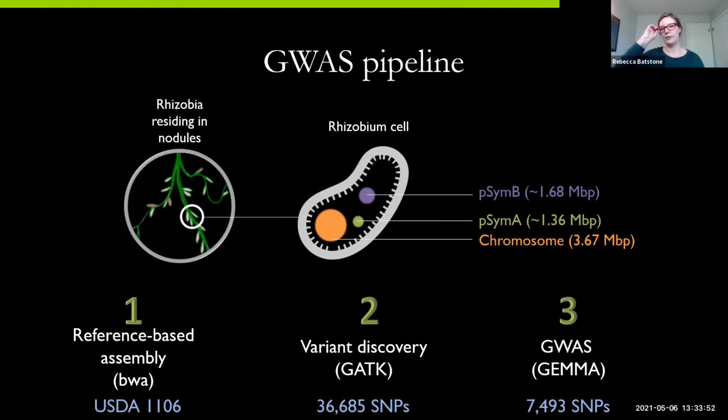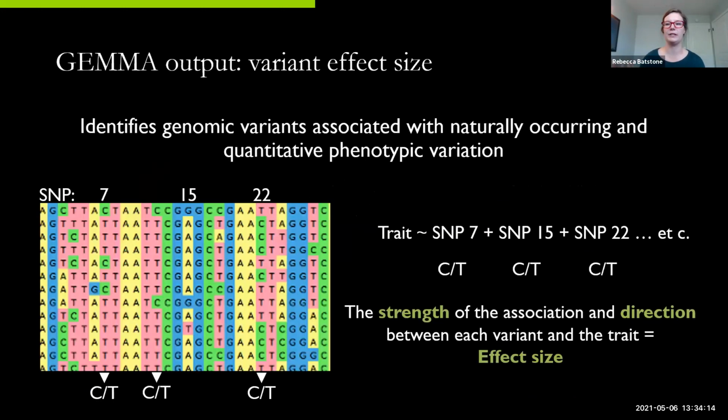Using the whole genomes for all 191 strains and phenotypic variation measured in both experiments, I conducted a genome-wide association study using a pretty standard pipeline. Briefly, reads were aligned, variants were called, and then filtered for a final set of about 7,500 that passed into the program GEMMA. What GEMMA essentially does is identify the genomic variants that were significantly associated with your traits of interest. It outputs an effect size for each variant that represents both the strength and the direction of the association between that variant and your trait of interest.